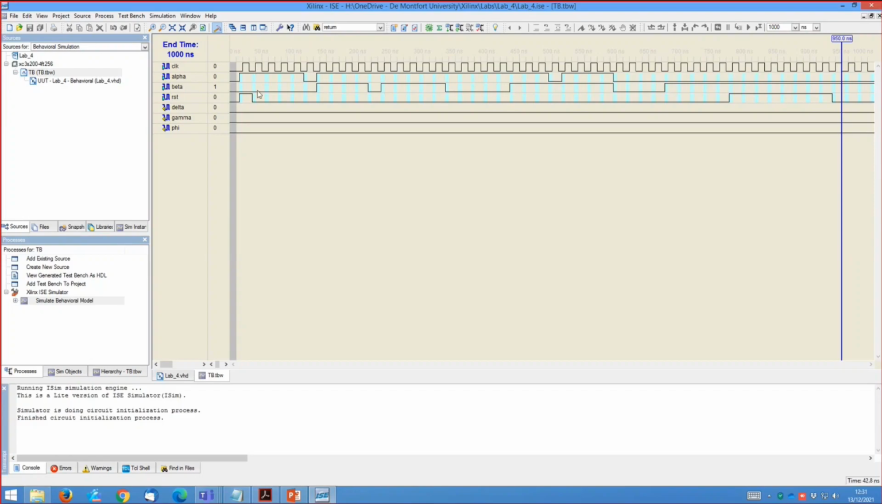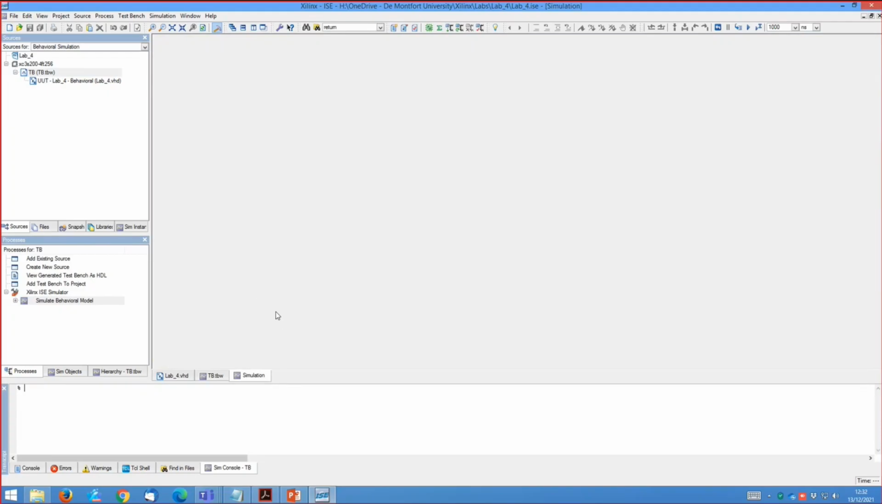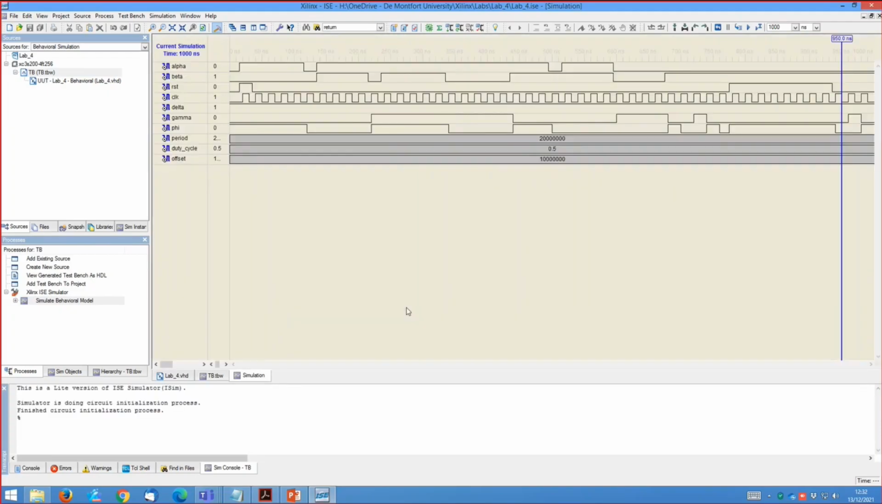So by the time the clock arrives, which is at the end of the blue period, the signal is already settled and it will read the new value. With that in mind, select the test bench, then expand the simulator in the processes window and double click on simulate behavioral model. That will show us the simulation waveform, which is this one here.